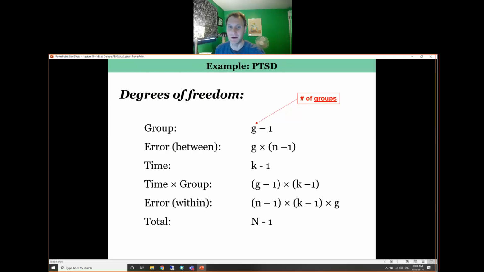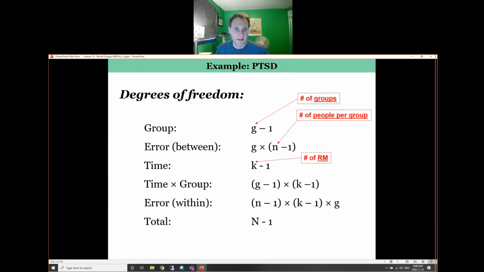Before we used K, but now we need K for something else. So we'll use G to represent the number of groups. And so our group degrees of freedom is, as usual, G minus 1. The error term is our number of groups times the number of people per group minus 1. So lowercase n is the number of people in each group. Our repeated measures factor, I've called it time here, but remember, it's not always time.